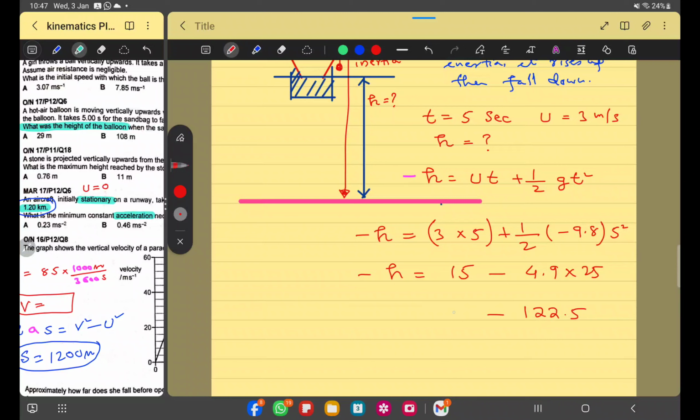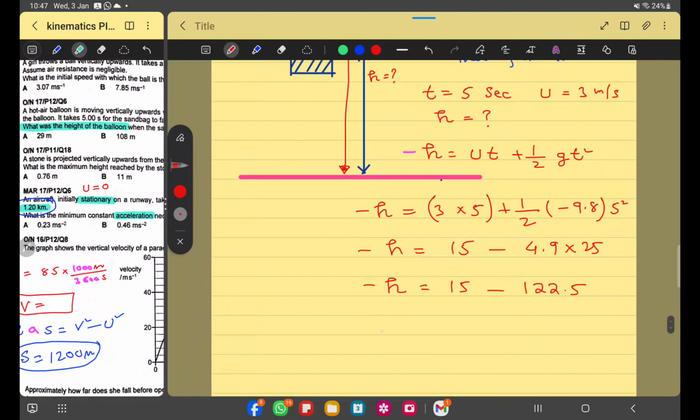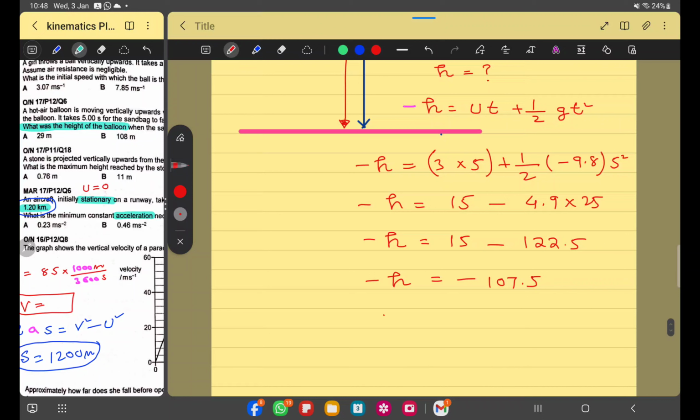And now you can see, if you do not write minus h, then height will be negative. But I am writing minus h, so I have no difficulty. 15 minus 122.5, the answer is minus 107.5. So minus cancels out from both sides. So height can be approximated as 108 meter.